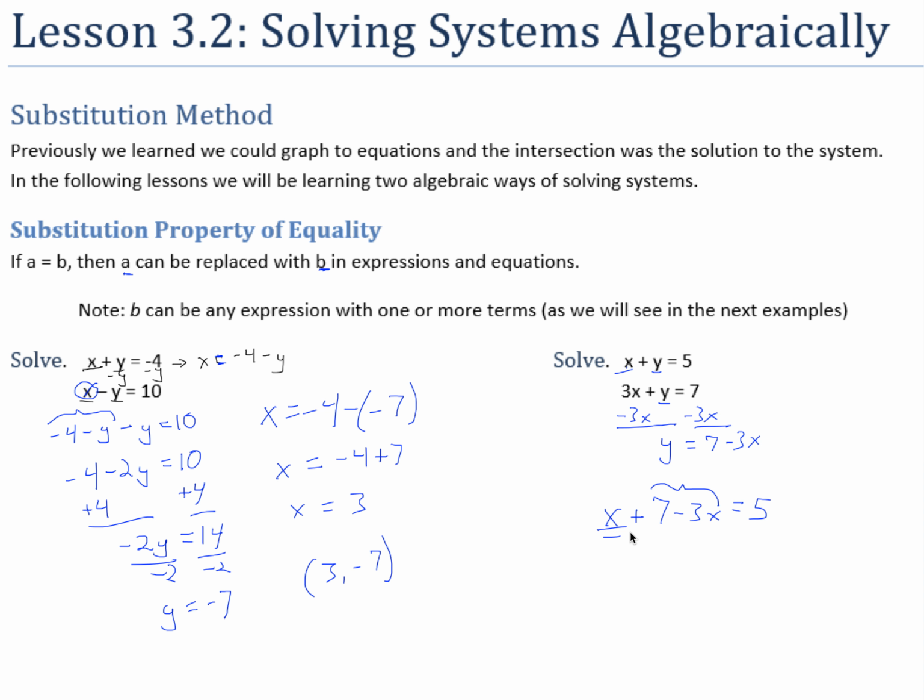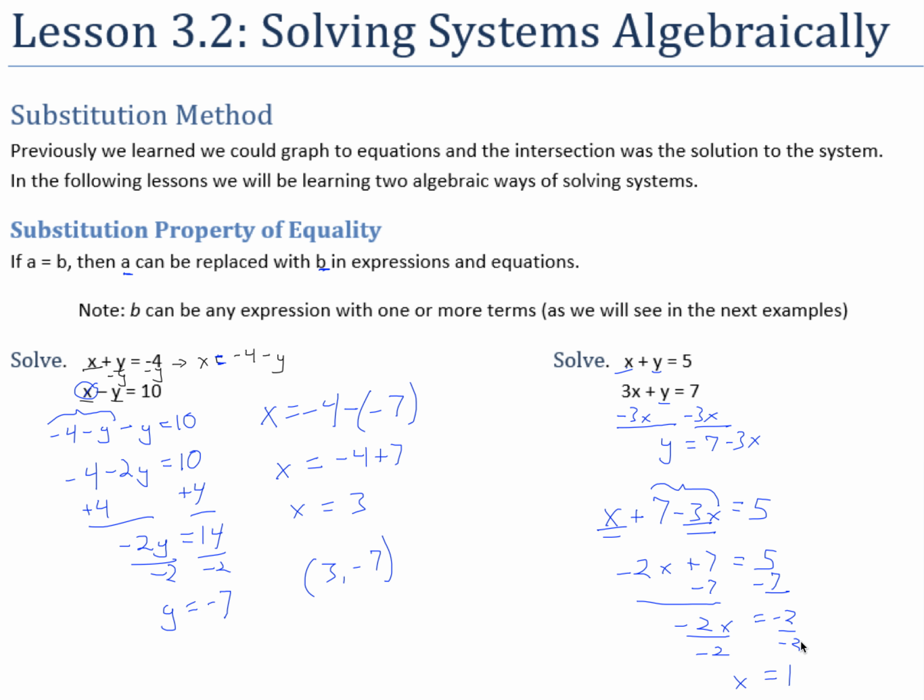We have some like terms here. x and negative 3x is negative 2x, plus 7 equals 5. Subtracting 7 from both sides gives negative 2x equals negative 2. Dividing both sides by negative 2, you get x equals 1. So we have x equals 1.